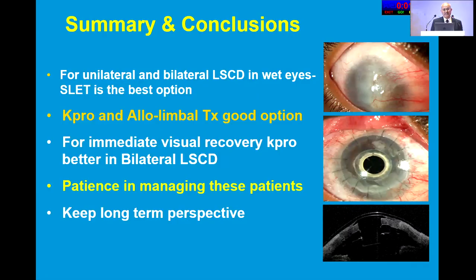So in summary, for unilateral and bilateral limbal stem cell deficiency in wet eyes, SLET is the best option. For bilateral, you'll need systemic immunomodulation. K-Pro and allo limbal transplantation is a good option for bilateral patients, especially chemical burns. For immediate visual recovery, I would consider doing a K-Pro in bilateral LSCD, especially if some young patient or a pediatric age group, I may do a K-Pro first rather than doing a limbal allograft.